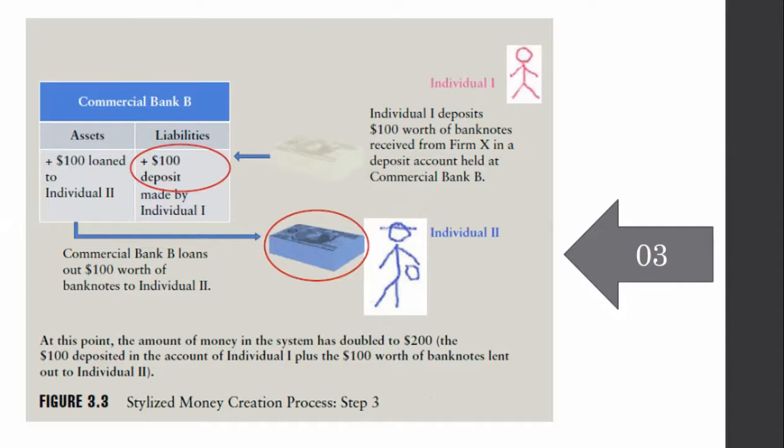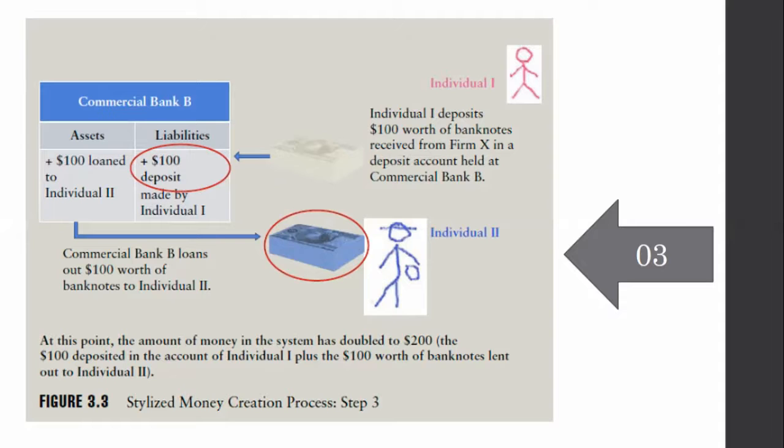So individual one does not have any urgent use of this $100. Therefore, he decides to deposit that in the Commercial Bank B, the new bank. So now Commercial Bank B has $100 worth of deposit, which is a liability for them. Then the Commercial Bank B will decide. So the Commercial Bank B having a deposit means they have the money with them now. Again, it has opportunity cost. For the deposit, they have to pay interest rate to individual one. They have to pay interest.